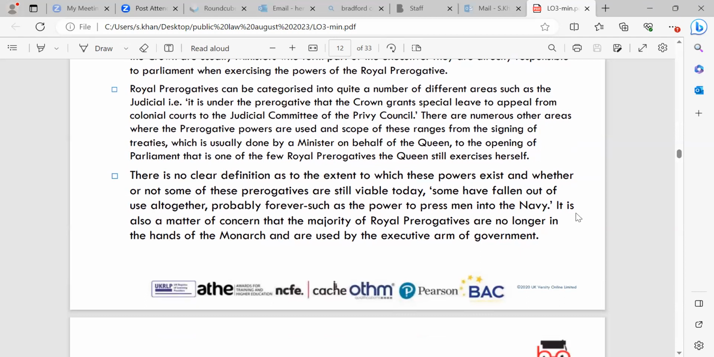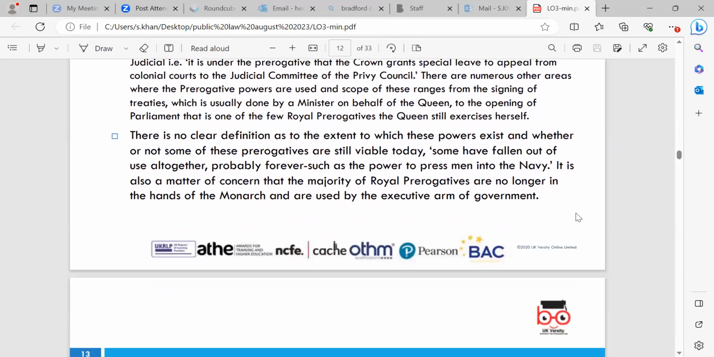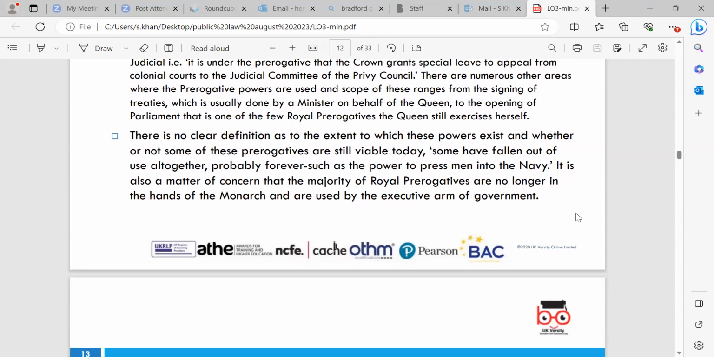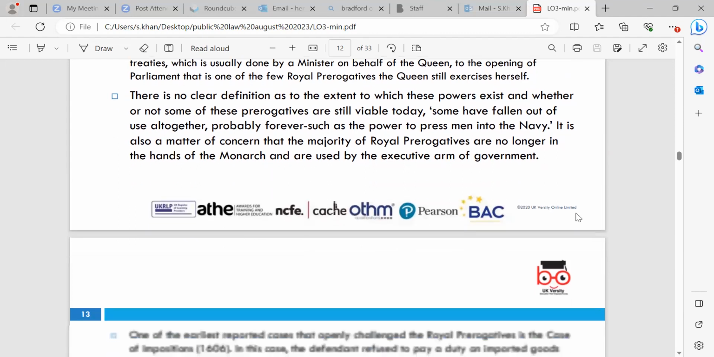There is no clear definition as to the extent to which these powers exist and whether or not some of these prerogatives are still viable today. Some have fallen out of use altogether, probably forever, such as the power to press men into the Navy. It is also a matter of concern that the majority of royal prerogatives are no longer in the hands of the monarch and are used by the executive arm of the government. The royal prerogative is a body, as we mentioned, of customary authority, privilege and immunity.